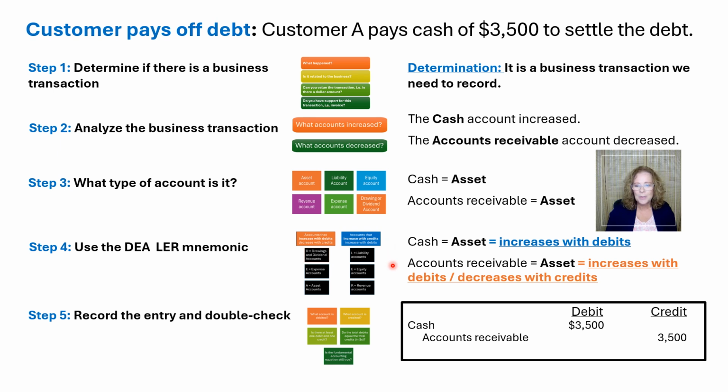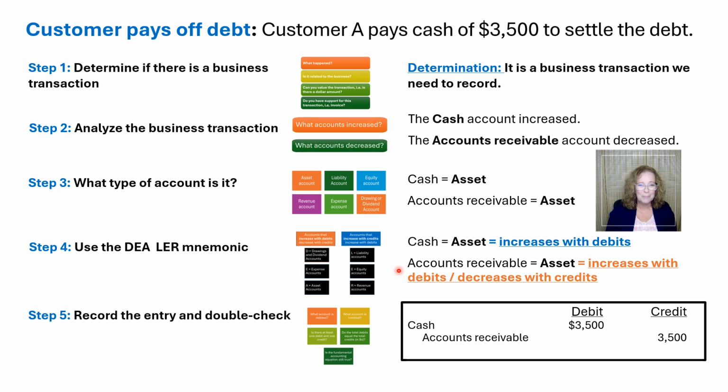What about accounts receivable? The accounts receivable account is an asset account, and asset accounts are debited when they increase. But we want to decrease our accounts receivable. So our mnemonic tells us that these type of accounts decrease with credits. So we need to credit accounts receivable. And there you have it. Debit cash and credit accounts receivable.